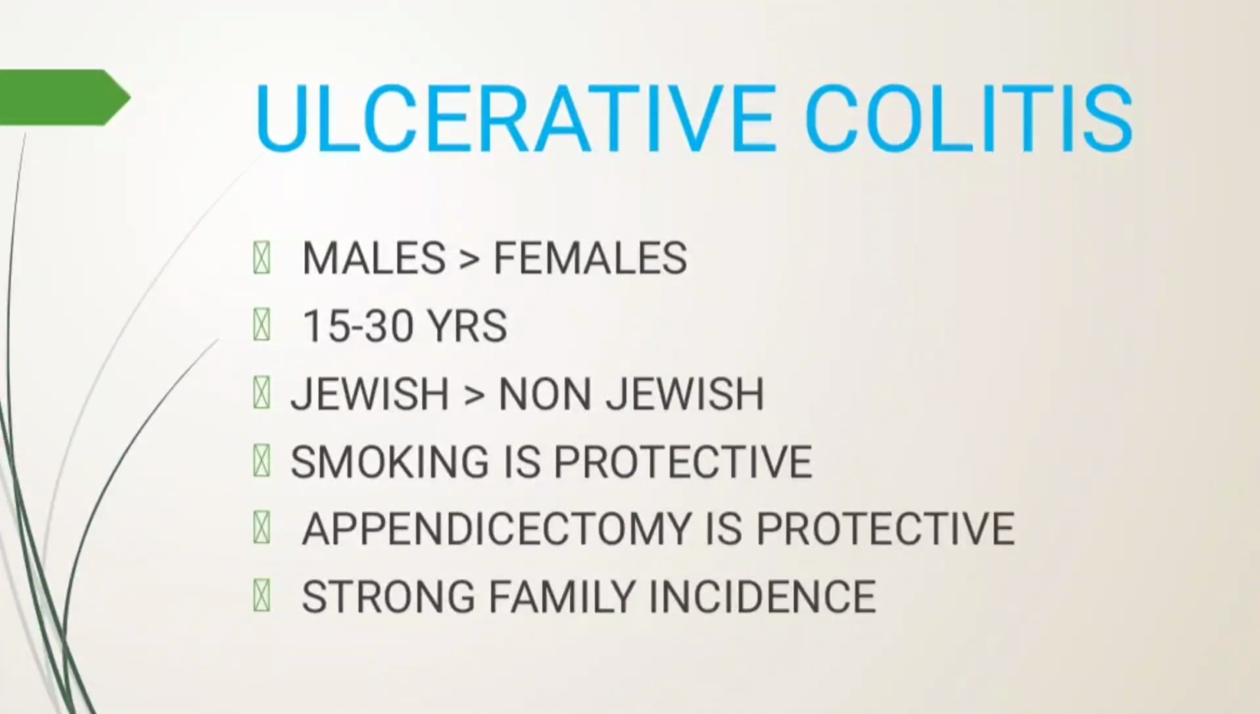Ulcerative colitis is an inflammatory bowel disease. This condition is more commonly seen in males than in females. 15 to 30 years of age is the most common age group. It occurs more commonly in Jewish people than in non-Jewish people. Smoking is found to be protective, and appendectomy is also found to be protective for ulcerative colitis.